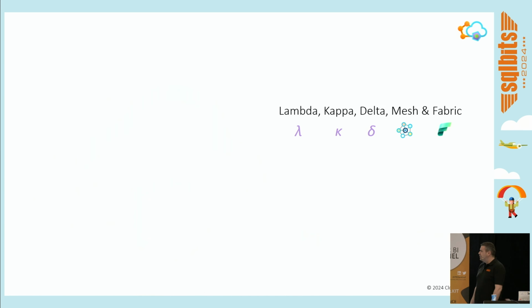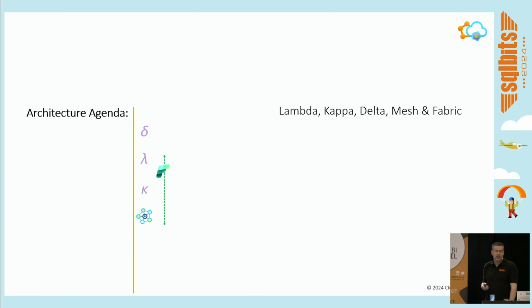So, let's have a think about this then. Lambda, Kappa, Delta, Mesh, Fabric. Now, the order of those is probably written in terms of how they were introduced to us as an industry. But I want to try and do things a little bit different in terms of how I introduce them to you today. So this is how we're going to go through it. Lambda and Kappa will squeeze into the middle, but first we're going to look at Delta. We'll look at data mesh at the end, and Fabric is now going to sit in here amongst some of that other stuff as well.